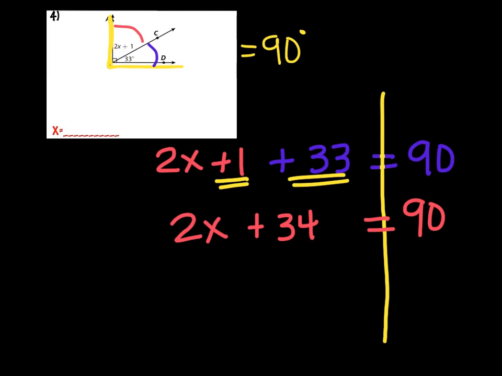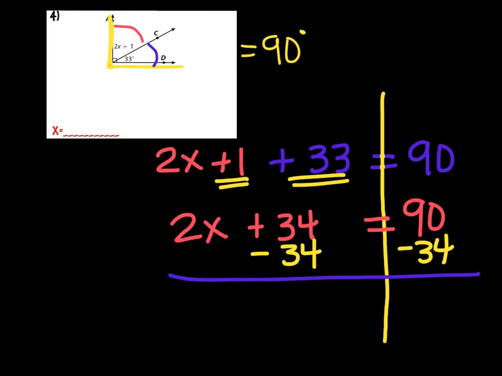Now I would just solve this, continuing like we did the last two. Working backwards, the opposite of adding positive 34 is subtracting 34. Once you do 34 minus 34, those cancel out. I still have my two x's, or 2 times a number. And then when you subtract on the far right, 90 minus 34, that should be 56.